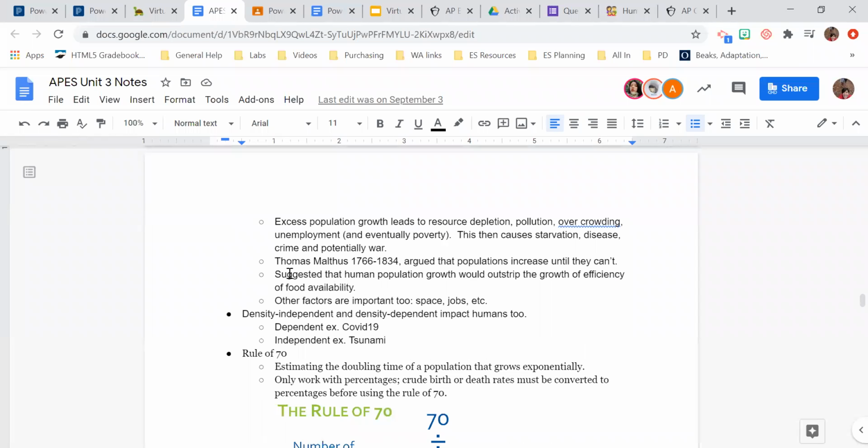All right, so Thomas Malthus, late 1700s, early 1800s, argued that populations increase until they can't. That's what we often see in animals, that populations will increase until they get to that carrying capacity, and then they can crash a little bit, or they kind of stay at that carrying capacity. He suggested, though, that human population growth would outstrip the growth of efficiency of food availability, and that the human population would also see a crash.